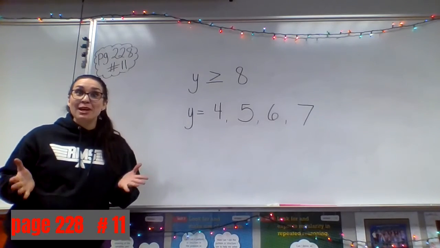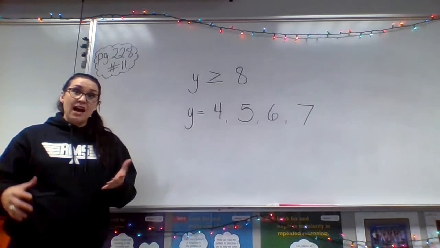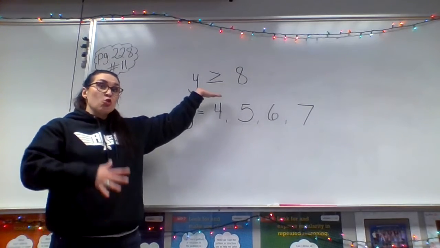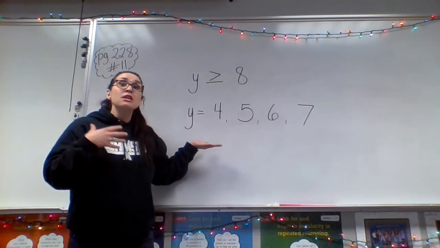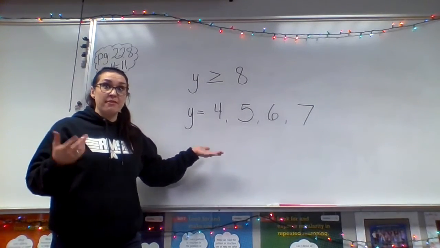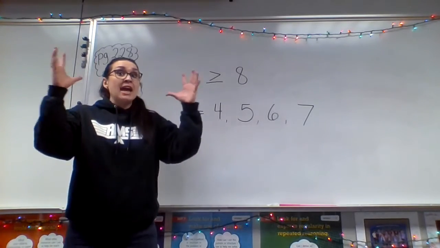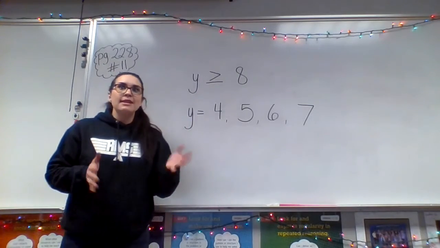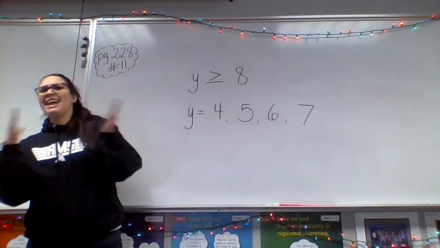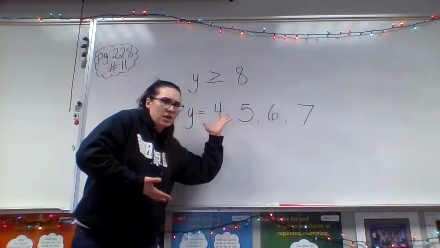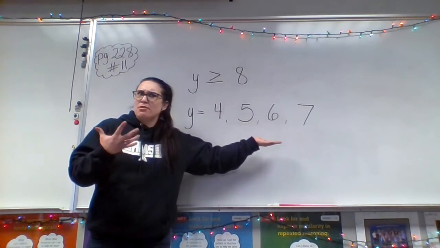All right, my friends, so the last one that we're going to look at together, yeah, it's still on page 228, number 11 this time. Now, we have y, and that's either greater than or equal to 8. And again, we're trying to find then possible solutions or possible values of our variable y. So let's think about this. We're looking for numbers, again, that are either bigger than 8 or 8 itself. Now, I'm sure you're thinking, Mrs. Schlecht, 4, 5, 6, and 7, those are all less than 8, and we're looking for numbers that are bigger than 8. So are any of these a possible solution or a possible value for y?